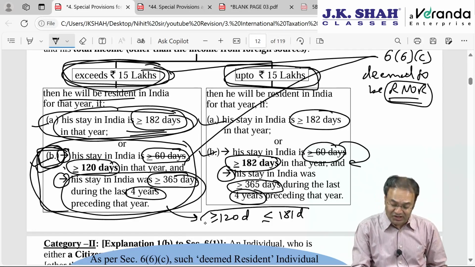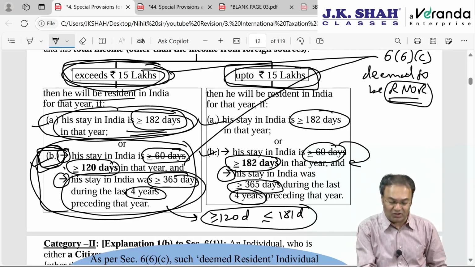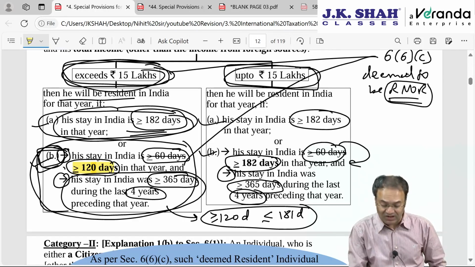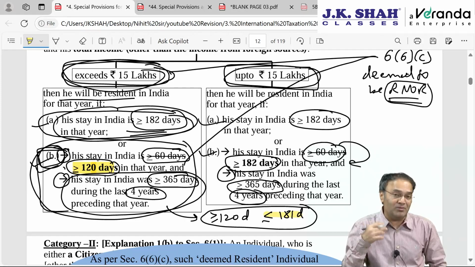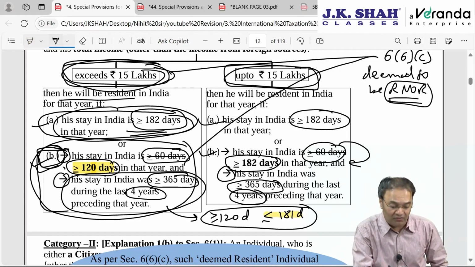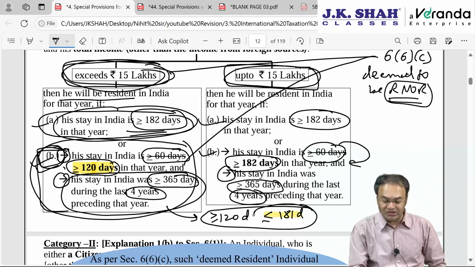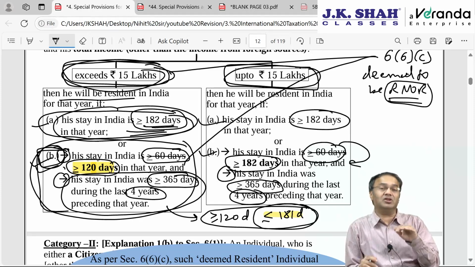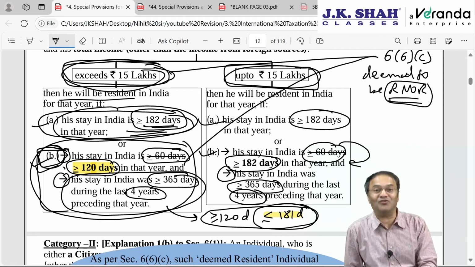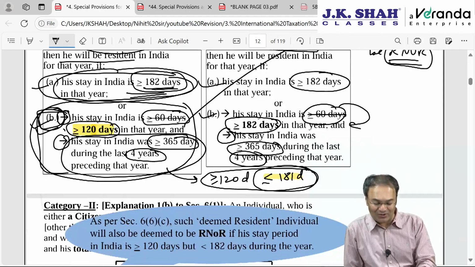See, 120 days is already given to you, greater than or equal to 120. That condition has to be fulfilled. But as far as the second one is concerned, which is written by me, not given directly in the act, that is indirectly given in the act. How is it indirectly given? In case he breaches this condition, he becomes resident in India because of 182 days, because of the first basic condition. Then you will have to check additional conditions also in order to find out whether he is RoR or RNOR.